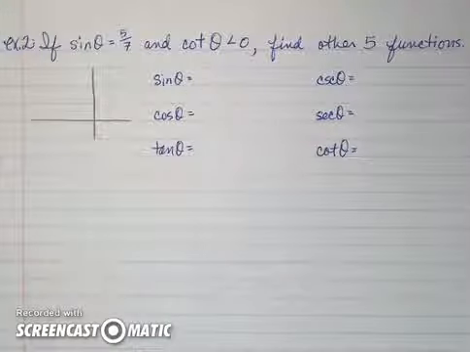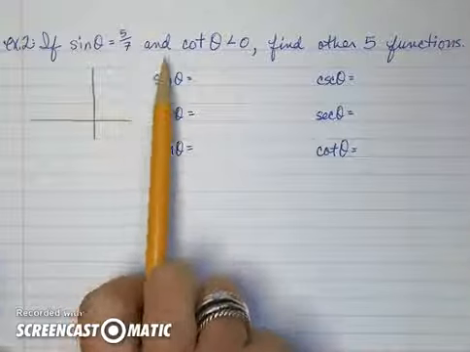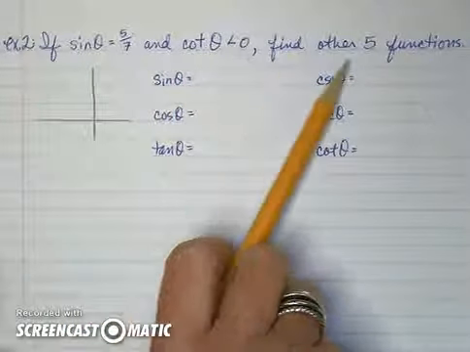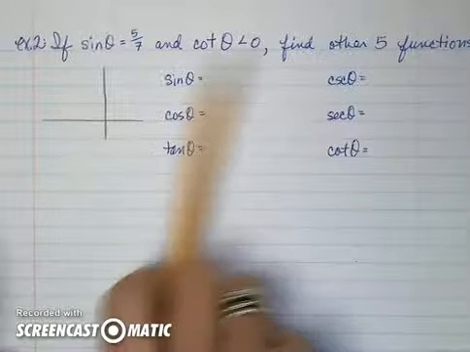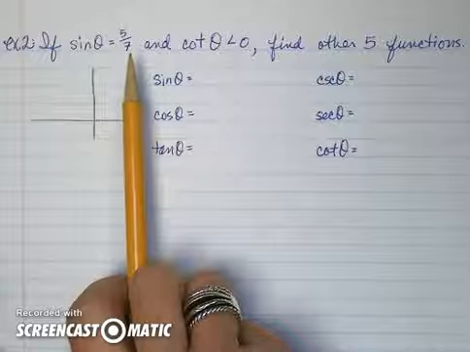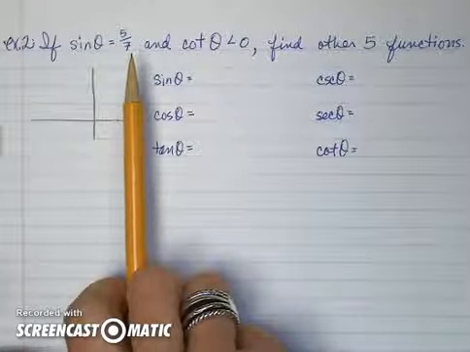Example 2. This says if the sine of theta is 5/7 and cotangent theta is less than 0, find the other 5 functions, because you already know sine. So it wants you to find the other 5. Well, you first need to figure out where this is, get a triangle, figure out r. You've got some work to do first.